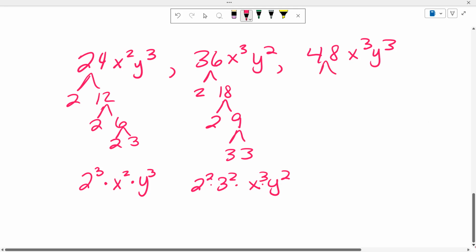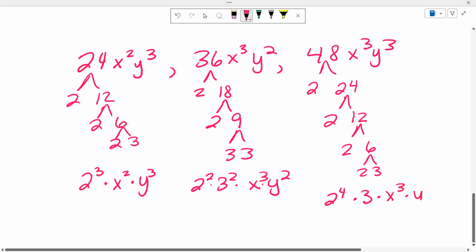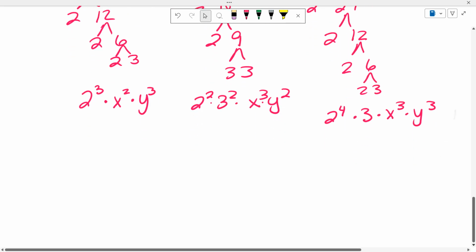All right. 48 is 2 and? 24. 24 is 2 and? 12. 12 is 2 and? 6. 6 is? So it's 2 to the 4th times 3 times x cubed times y cubed. All right. So these are all called prime factorizations.